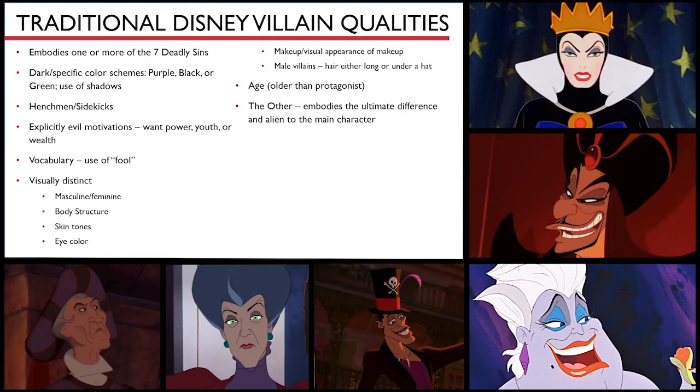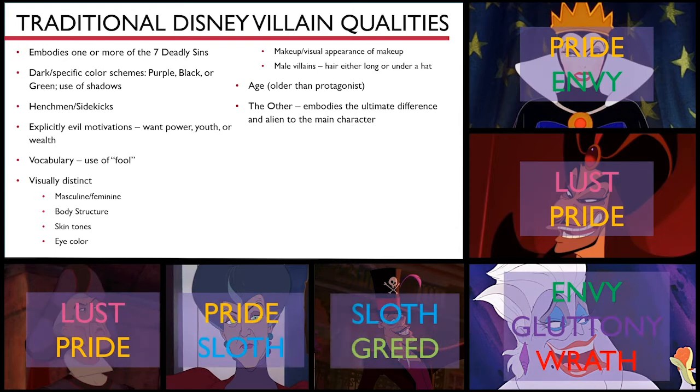So the first characteristic is that Disney villains tend to embody one or more of the 7 deadly sins. So I've taken the liberty of identifying some of these. You could make the claim that they're different. For example, I've seen some arguments that Ursula embodies all of them. I think these probably most accurately reflect their supposed sins, and it's easy to see in some of their cases, right?